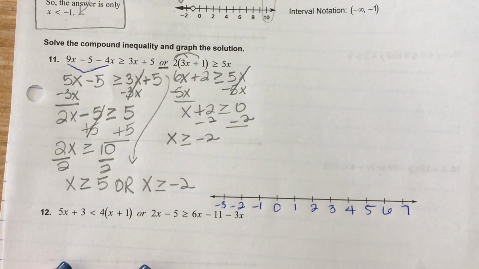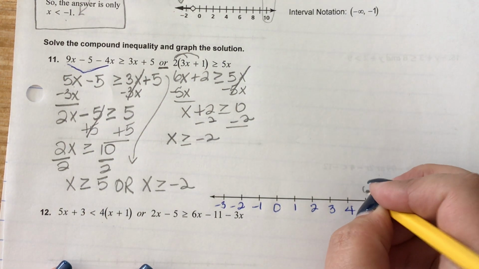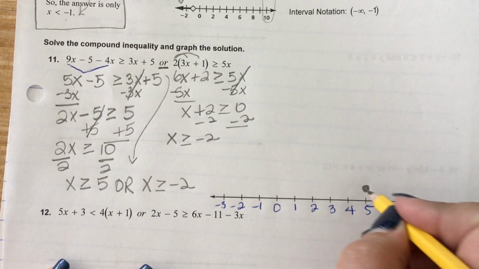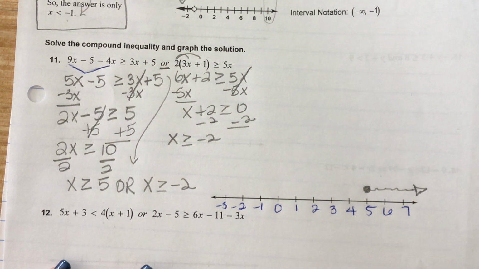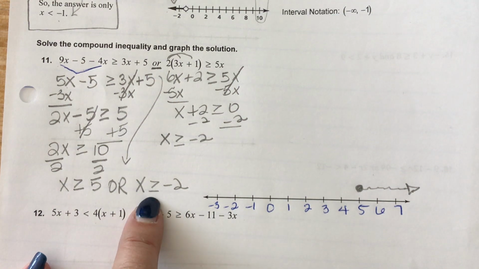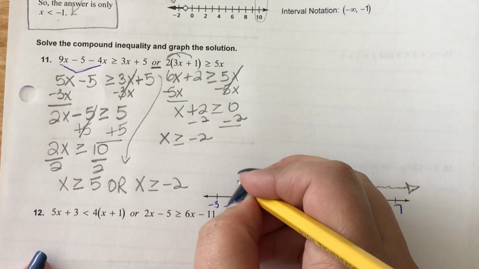So when we go to graph this, I want you to look at what happens. This inequality is all the x's that are greater than or equal to 5. So if I come here and I say, okay, everything greater than or equal to 5 is right here at 5, filled in, and greater than, which means to the right. Okay, and then, or all the x's that are greater than or equal to negative 2. Well, oh, wait a minute. That goes in the same direction, right?